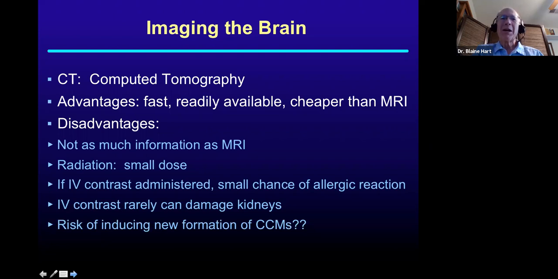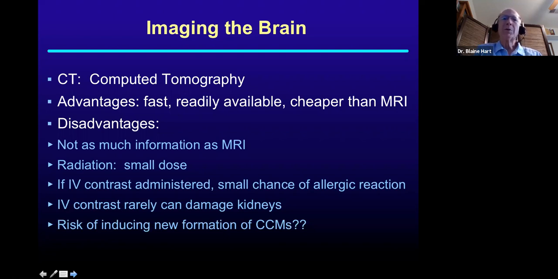I mentioned this last line with a little bit of hesitation. I don't want to panic people, but we know that large doses of radiation can actually cause cavernous malformations. And by that, I'm talking mostly about radiation therapy, so treatment of cancers by using radiation. That is thousands of times higher dose than a CT scan of the head. So there's a theoretical risk of radiation actually leading to formation of new CCMs.